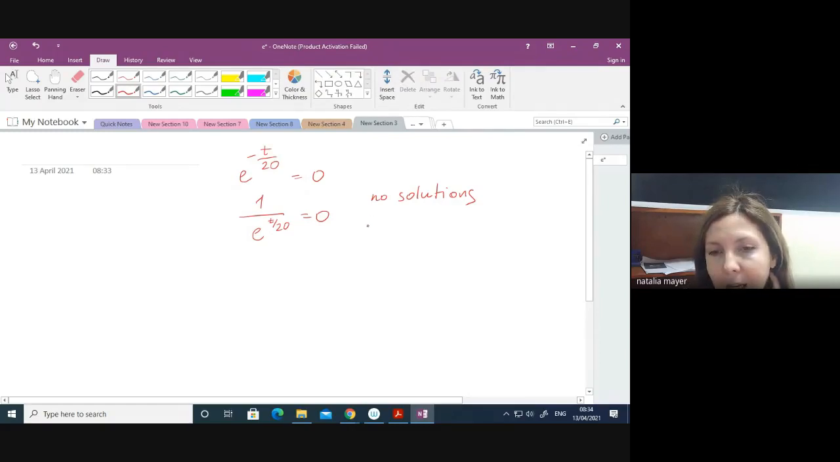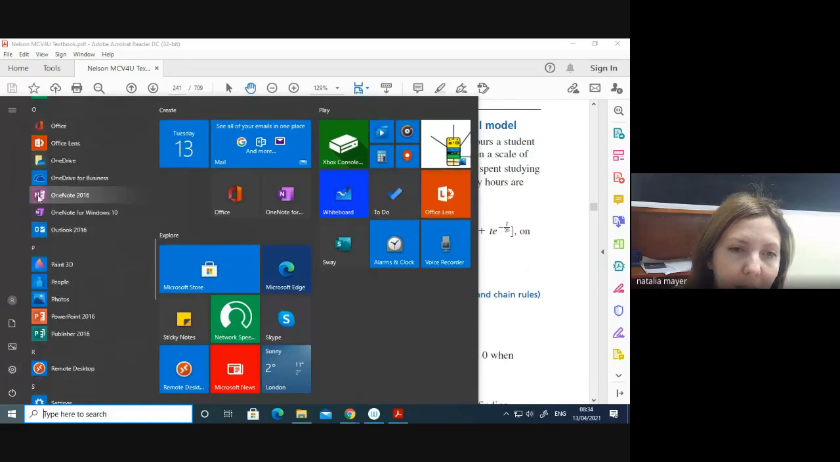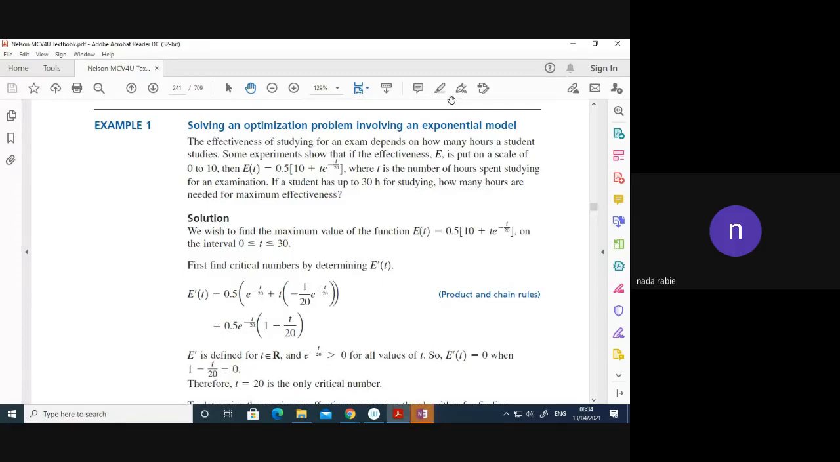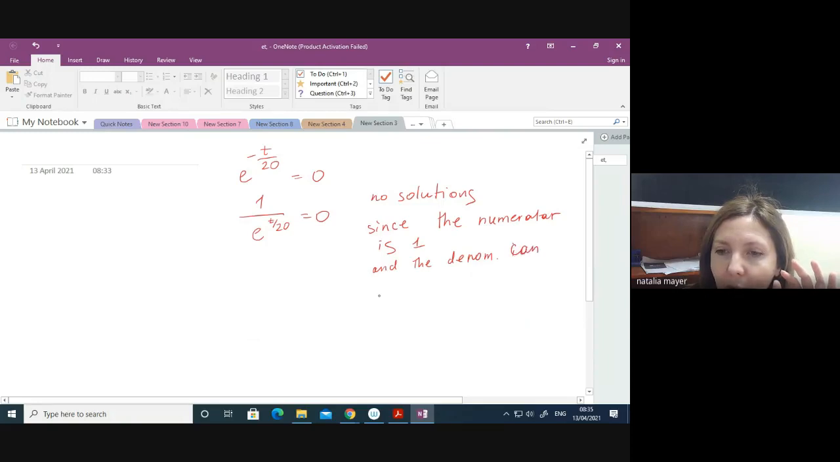No solutions since the numerator is equal to 1, so it cannot be 0, right? The numerator is 1, and what should I say about the denominator? Complete my statement, please. The denominator is equal to 0, and there cannot be a 0 in the denominator. The denominator cannot be equal to 0, that's it. So no solution, since the numerator is 1 and the denominator cannot be equal to 0. So there is no chance for this fraction to be equal to 0, okay?